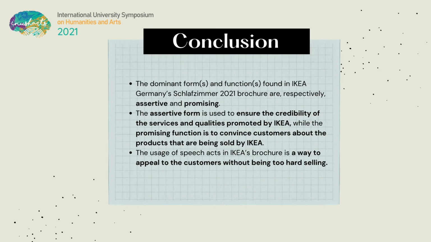We now arrive at the final chapter of this presentation, which is a conclusion. From what I have presented, it can be concluded that the dominant forms and functions found in IKEA Germany's Schlafzimmer 2021 brochure are respectively the assertive form and the promising function. The assertive form is used to ensure the credibility of the services and qualities promoted by IKEA, while the promising function is to convince customers about the products that are being sold at IKEA.